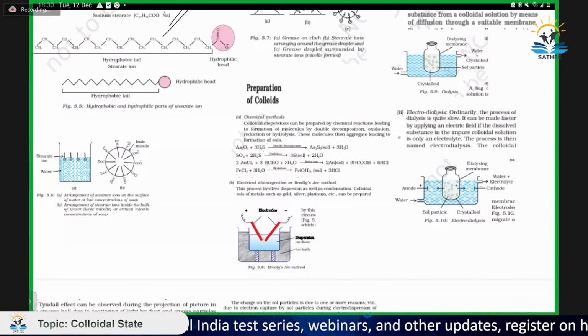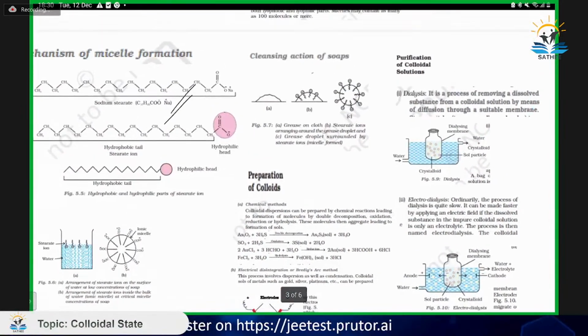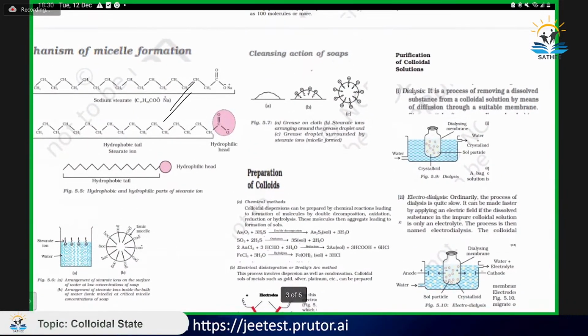A cooling system is placed around the container. In this case, it's an ice bath. Electrodes are dipped and you electrify the whole thing. Gold particles break down into smaller and smaller particles to essentially form a gold sol. Another method, okay, there are plenty of other methods, but these are the ones in NCERT.